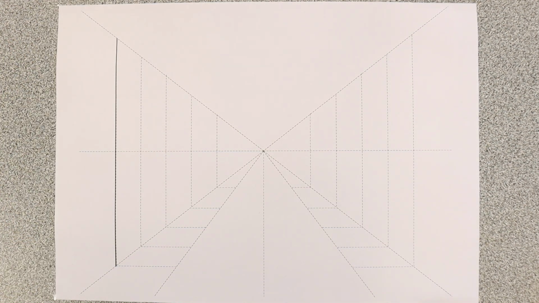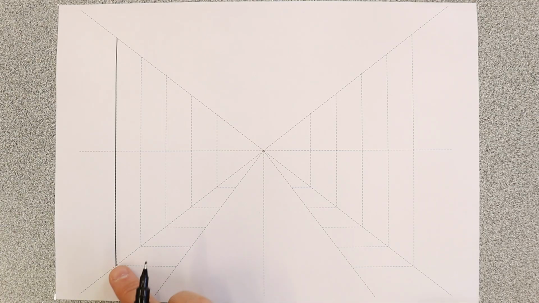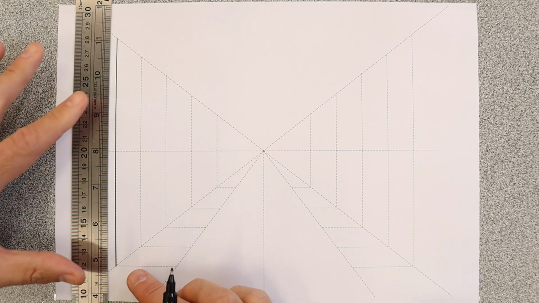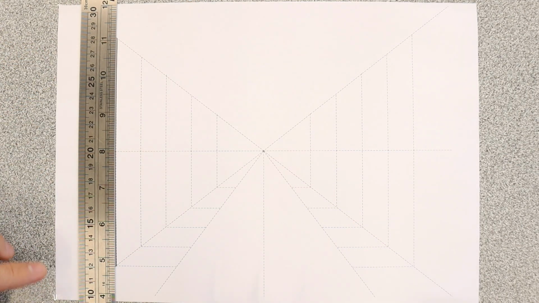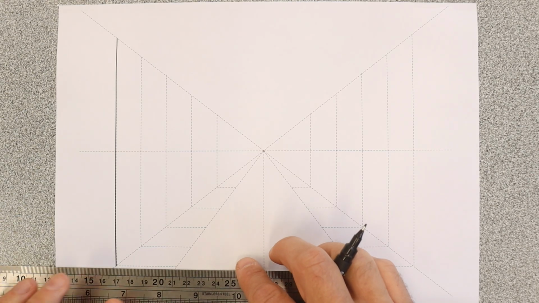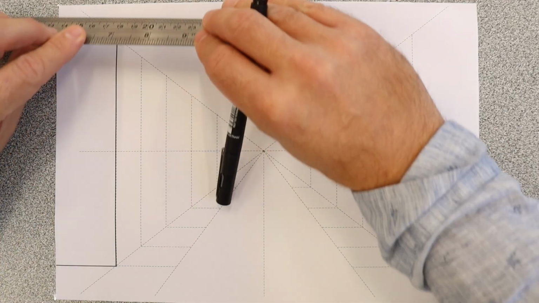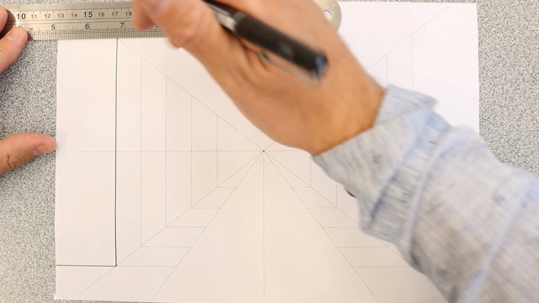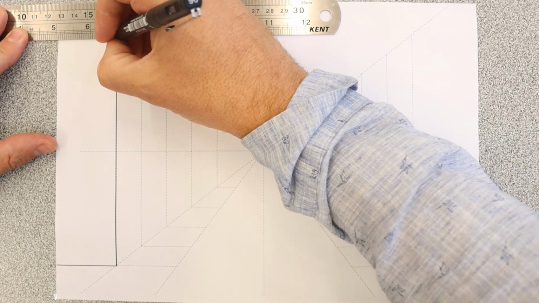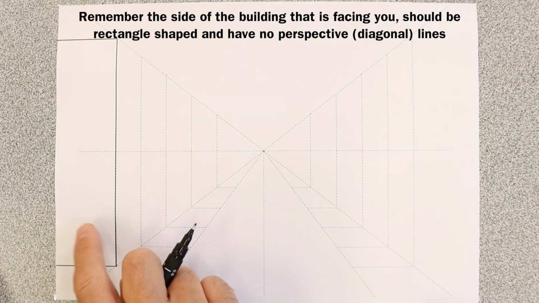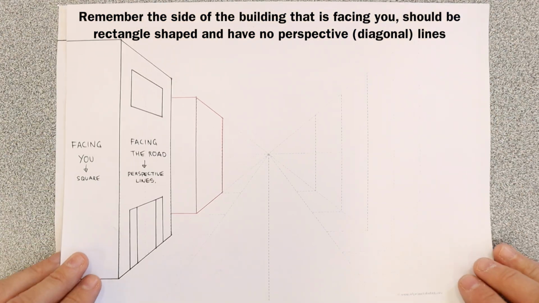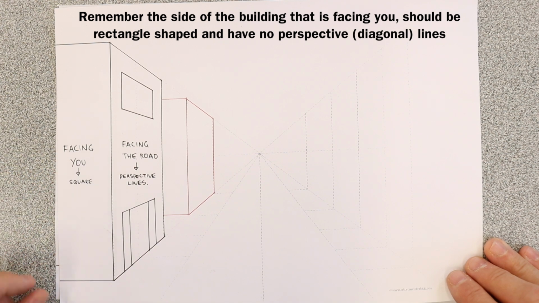So we've got a nice straight vertical line, and if you didn't have the template page, we're always going to make sure that your ruled line is parallel to the side of the page for all of your vertical lines. And let's draw our line for the bottom of our building. And of course, this now is the side of the building which is square and it's facing you.